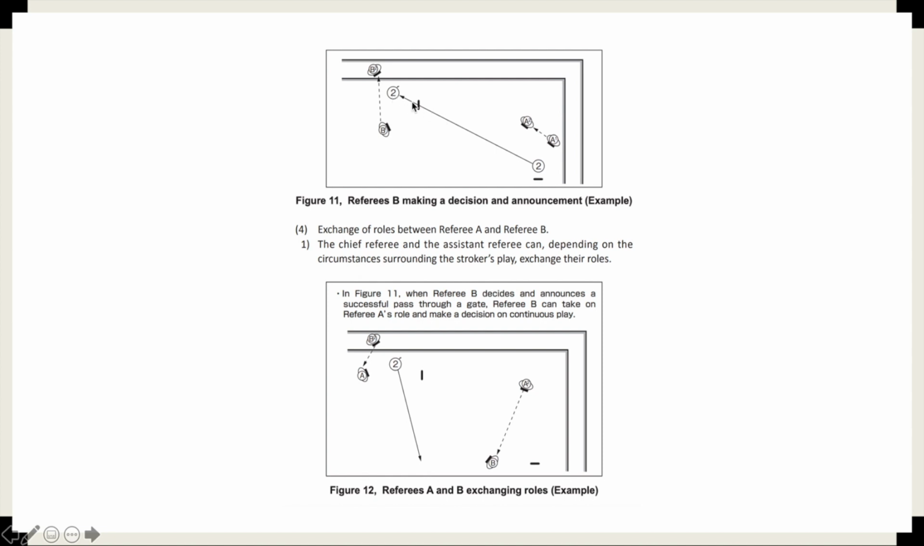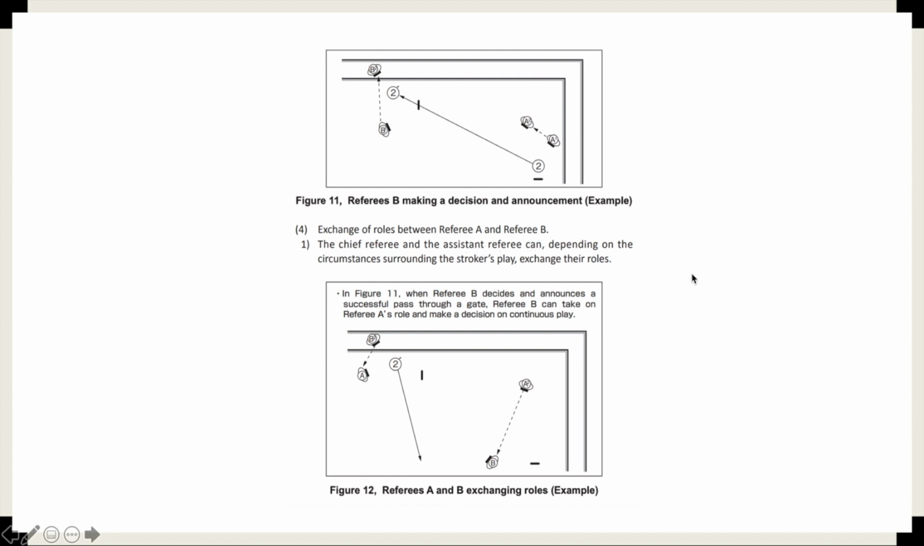The moment that referee B sees ball 2 go over the gate line, they immediately call "2番第2ゲート通過" to indicate that ball 2 has gone through gate 2. Radio. Number 4, exchange of roles between referee A and referee B.